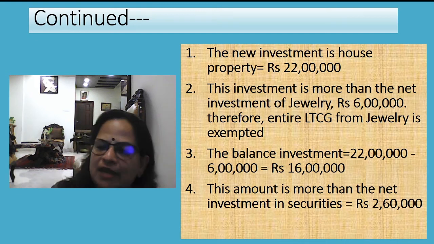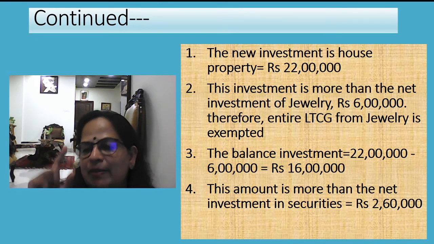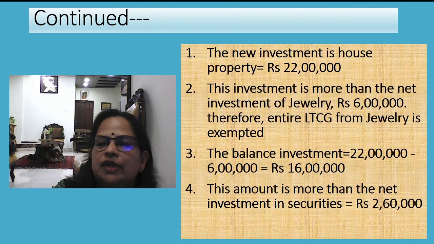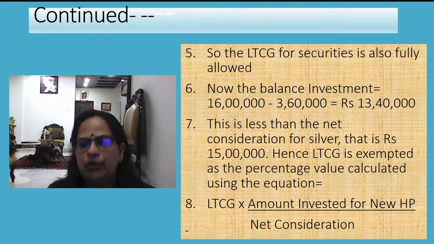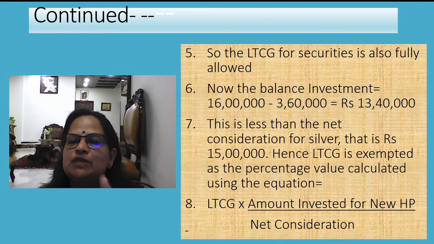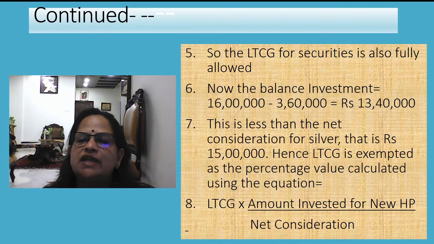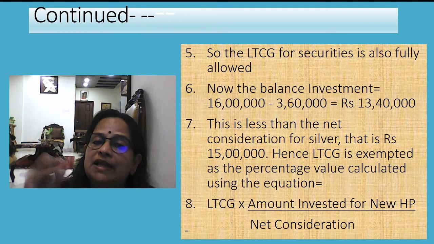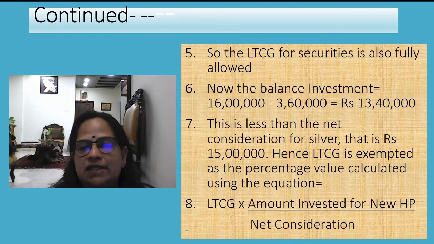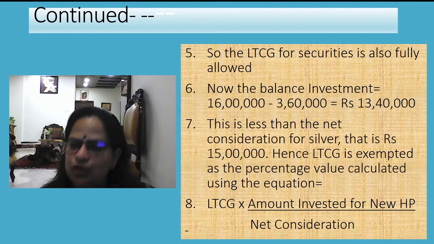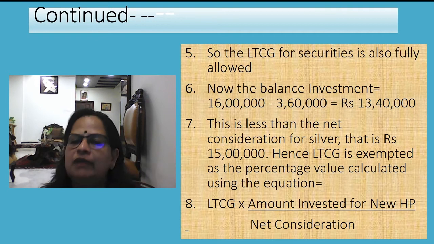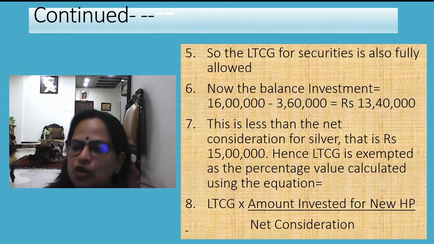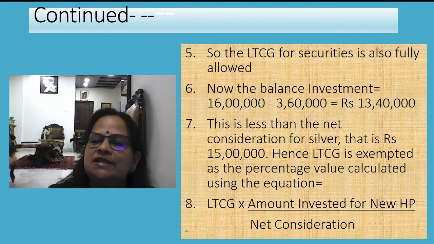Correct? Now this amount is more than the net investment in securities. Sale price for securities is 2,60,000. So now LTCG for securities is also fully allowed. Now you have to see that balance investment is 16 lakhs minus 3,60,000. We are getting 13 lakhs 40,000. But this is less than the net consideration for silver, that is rupees 15 lakhs. So we cannot. So the first two items, securities and jewelry, got the full exemption. Now the third one, silver, is not going to get the full exemption. We have to calculate the percentage value. And shop is not going to get it at all. Shop full LTCG will be taxed.